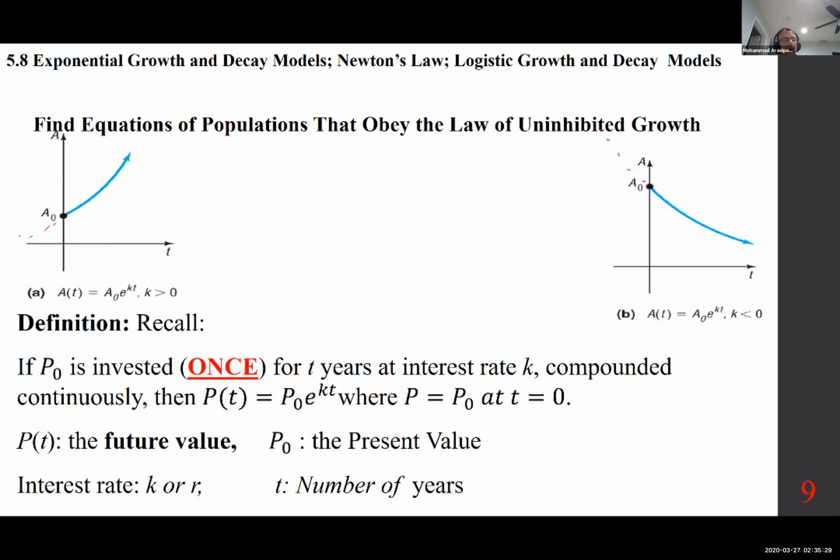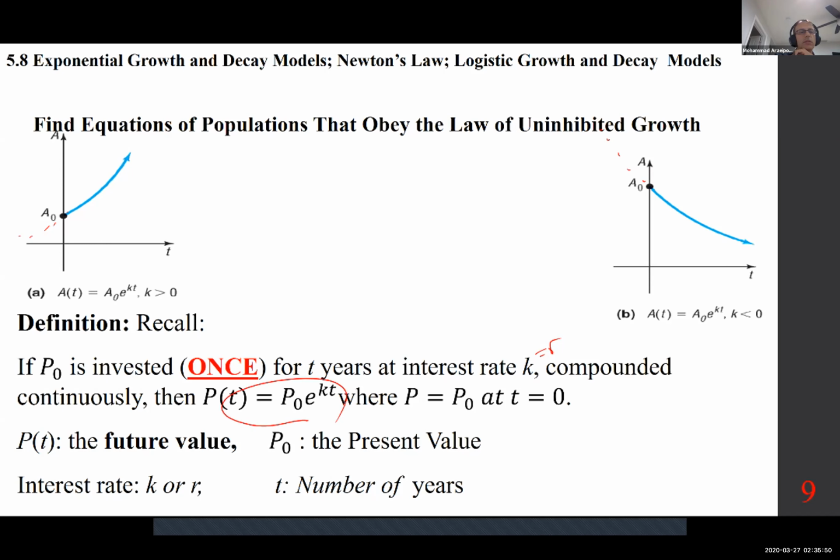And that's why we use something called logistic growth. So with that being the case, let's look at this one now. If P0 is invested once and for t years at interest K, again, remember this is the same as R, compounded continuously, we use this formula, which is ultimately the same as this one. And I want you to know these two really are the same. We're just using different variables.